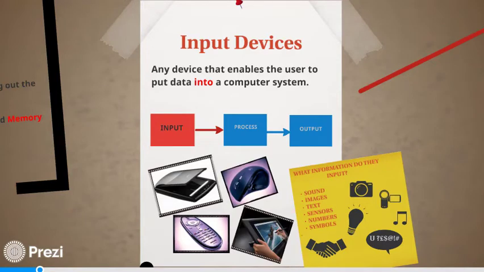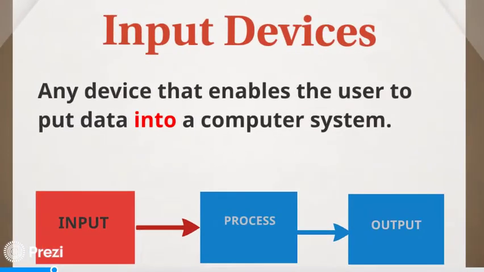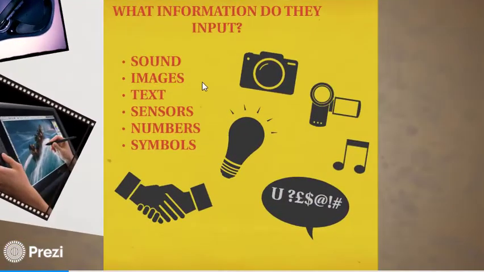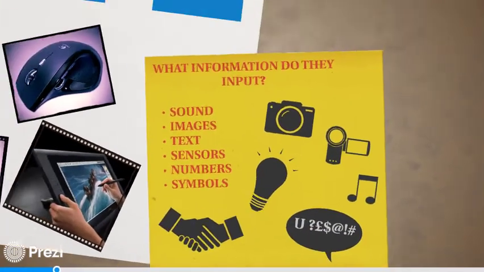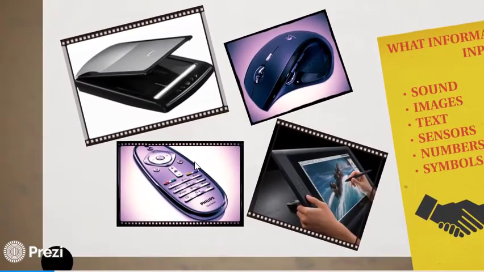So what are the basic examples of input devices? As you can see on the screen here, the example that we have on the screen is a scanner, this is a mouse, a remote control, and even a tablet.